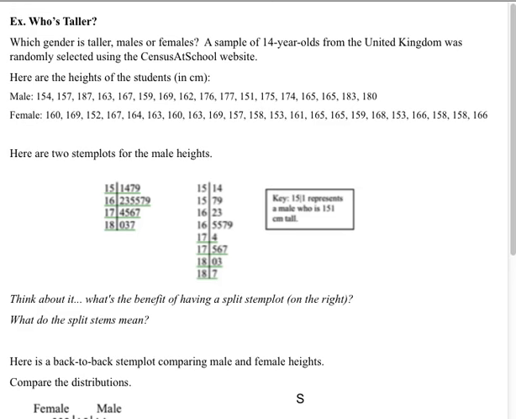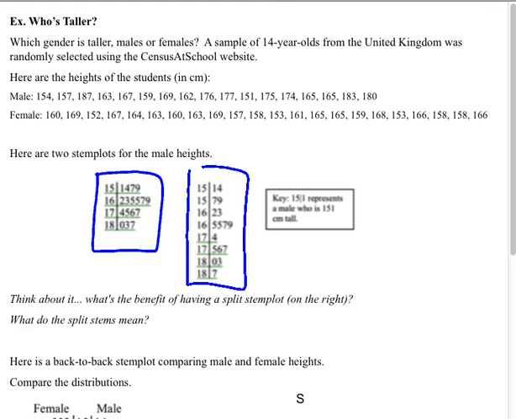All right, which gender is taller, male or female? It's a sample of 14-year-olds from the United Kingdom randomly selected using the Census at School website. Okay, so here they've already provided a stem and leaf plot for us, okay? Now what I want you to see is the difference between something called stem splitting, okay? Look at this right here.